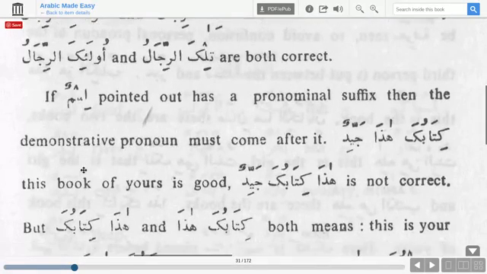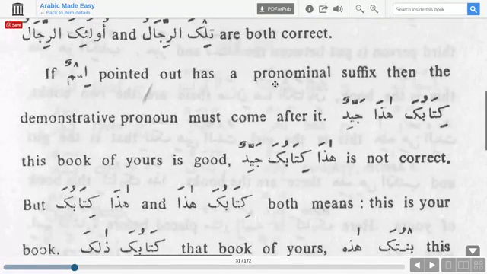Okay, I know what he's talking about. Forget this pronominal. It means it is a marfu case. Kitabuka. Here, the noun is marfu in nominative case, and the ka represents you, anta. Kitabuka, your book. Hada jayyid. This book of yours is good. Kitabuka hada jayyidun.